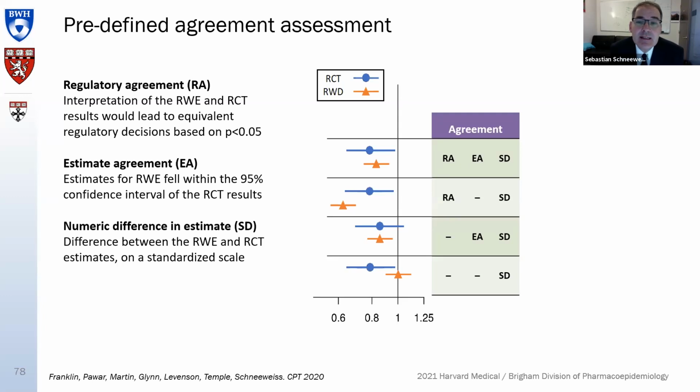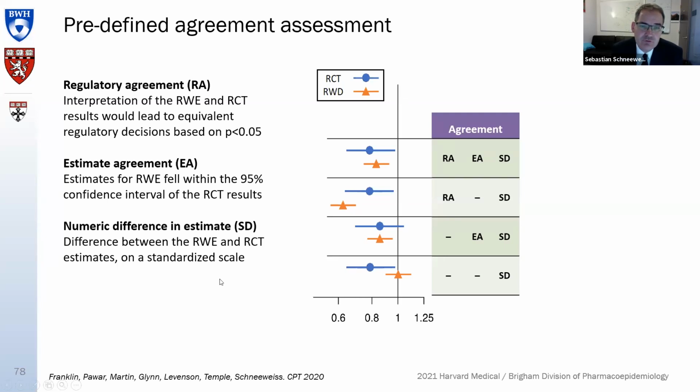Estimate agreement means that the point estimate of the real world evidence study is within the 95% confidence interval of the randomized controlled trial. You see this orange real world evidence study. The point estimate is within the 95% confidence interval of the trial. Therefore, we have estimate agreement. Here, that's not the case, and therefore we don't have estimate agreement. So these are binary decision agreement metrics.